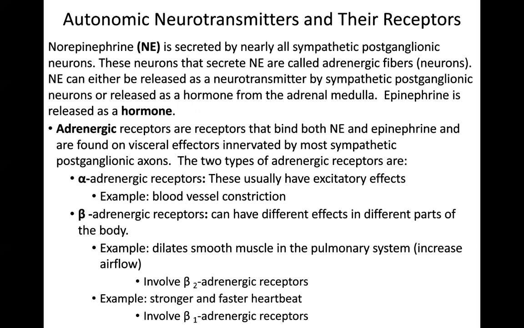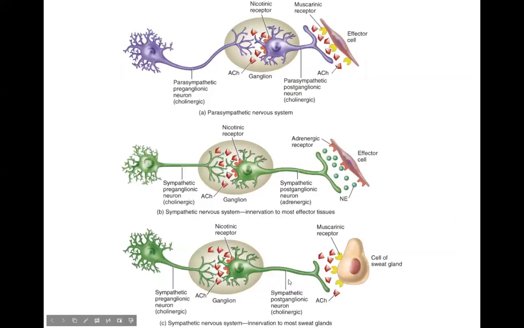Let's first talk about norepinephrine, which was just shown on that next slide. It's secreted by nearly all sympathetic postganglionic neurons. The only exception, once again, are those postganglionic neurons innervating sweat glands. But anywhere else, whether this is at the heart or at the stomach, if it's the sympathetic nervous system, that second neuron is going to be releasing norepinephrine.